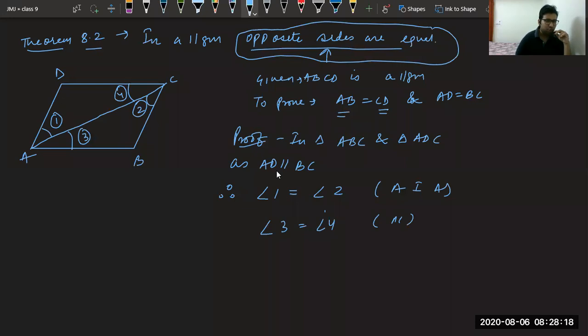Same reason, alternate interior angles. And third thing, AC common. Mishti, very good. Ansh, very good beta. AC equal to AC, common. So this criteria is known as angle came first, side came second, angle came third. So it is angle side angle criteria. And by this we can say by CPCT that AB equal to CD, and that's it.